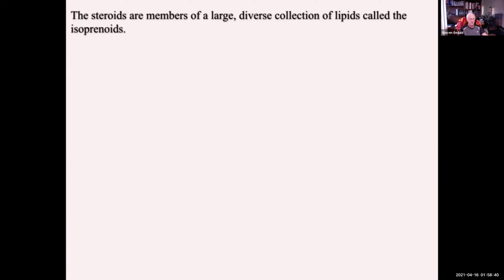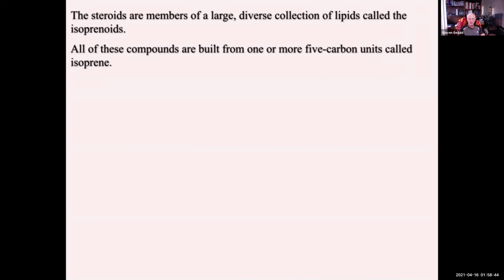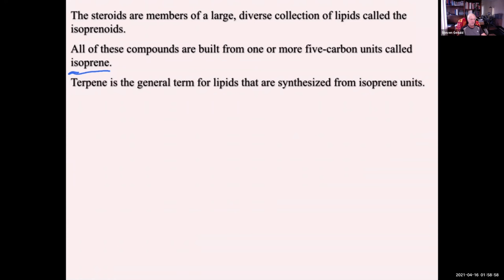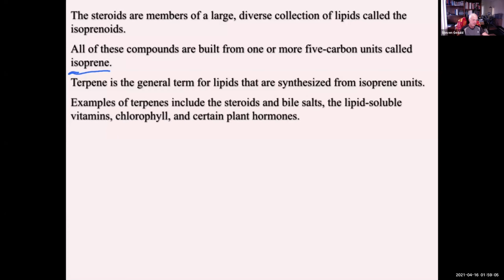Steroids are a member of a large, diverse collection of lipids called isoprenoids. Those are your isoprenes. All these components are built from 1 or more 5-carbon units called isoprene. So isoprene builds and folds into these ring structures to build your steroids. Terpene is a general term for lipids that are synthesized from isoprene units. Examples of terpenes include steroids and bile salts, the lipid-soluble vitamins, chlorophyll, and certain plant hormones.